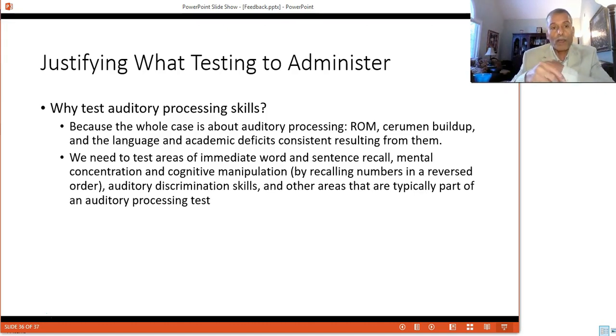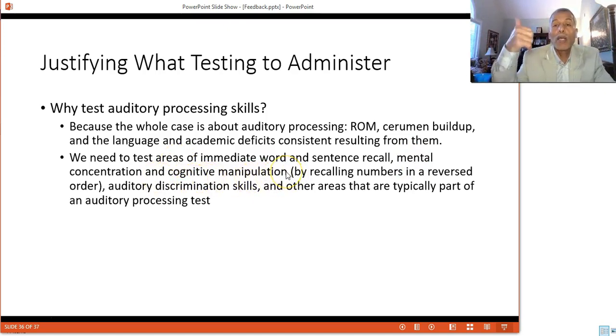Auditory processing, again, is very subtle, and by the time you come and evaluate it, in many cases the person doesn't have middle ear infections, and all of the past history that actually caused the problem is no longer there, but the problem stays. So we need to test areas of immediate word recall, immediate sentence recall, mental concentration, and cognitive manipulation.